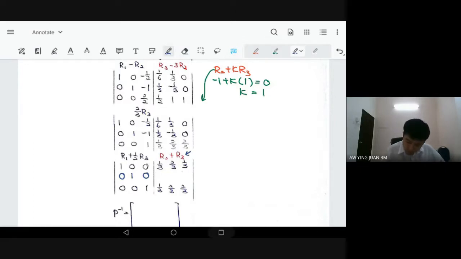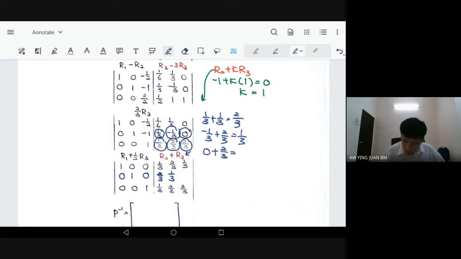Okay, R2 plus R3. So in here, we can write down 0, 1, and 0. Next, R2, 1 over 3 plus R3, we have 1 over 3, so the answer is 2 over 3. Next, we have negative 1 over 3 plus 2 over 3. So the answer is 1 over 3. Finally, R2, 0 plus R3, 2 over 3. So the answer is 2 over 3. So notice that here it has already become the identity matrix. So this will be the P inverse.